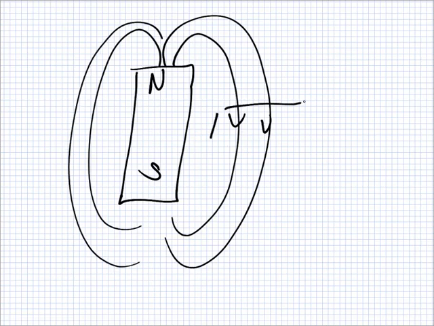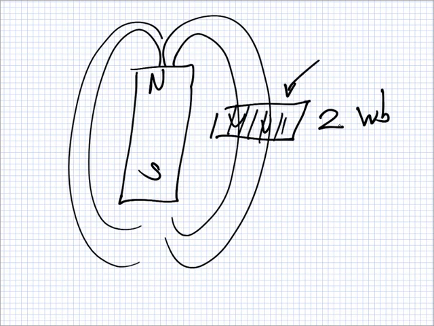And here's the area. So here we say there are two Webers. There's two magnetic field lines here going through this area. So on this there are two Webers. Okay, this is called magnetic flux. It's just the number of lines.